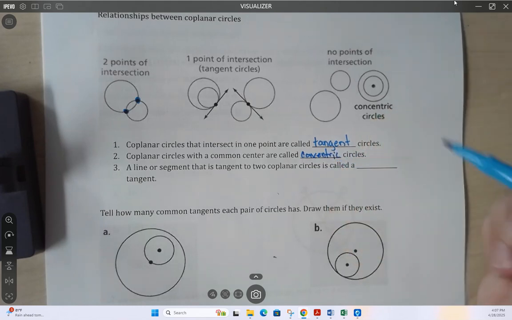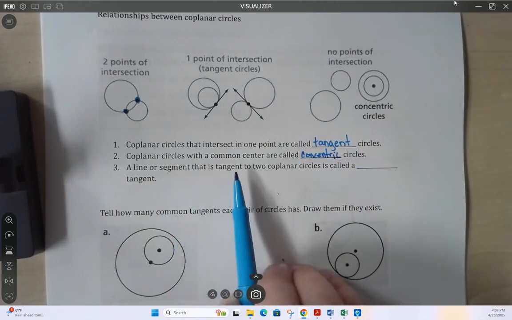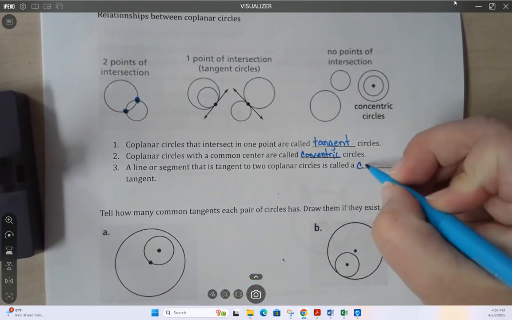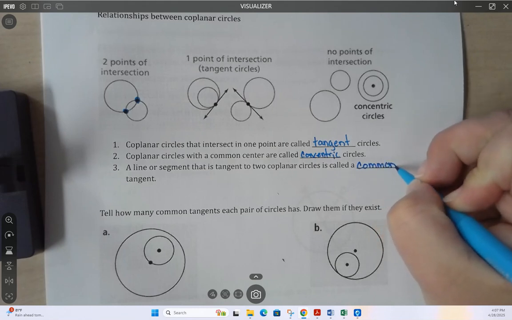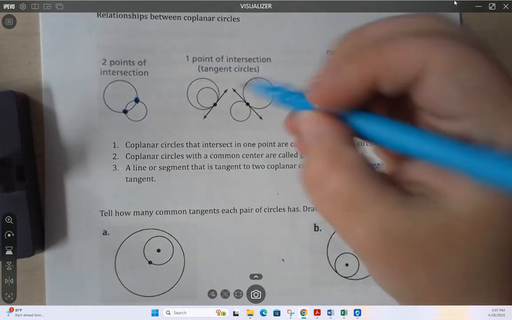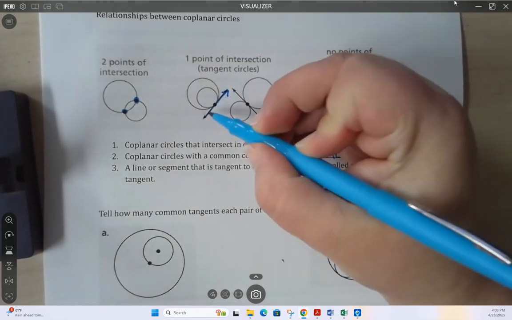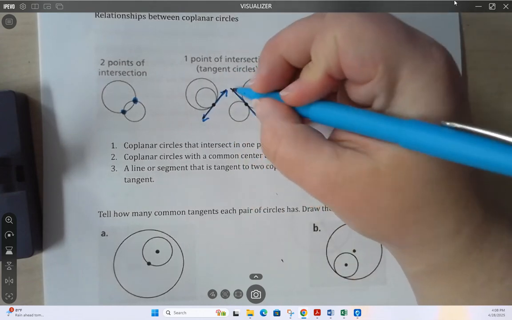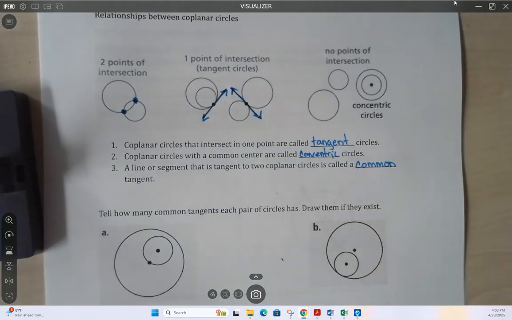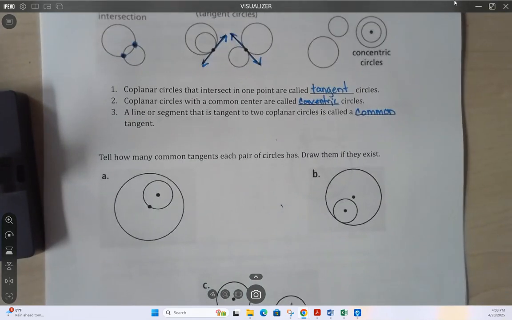And a line or segment that is tangent to 2 coplanar circles is called a common tangent. That means it's a tangent that is in common to both circles. And so these tangents up here, these tangent lines, are common tangents. The lines are tangent to both circles. And that's what these examples at the bottom are going to be. We're looking for how many common tangents each pair of circles has.